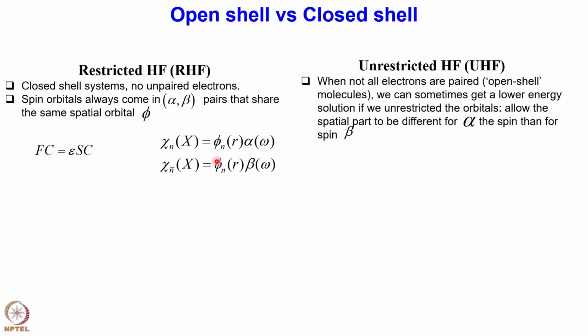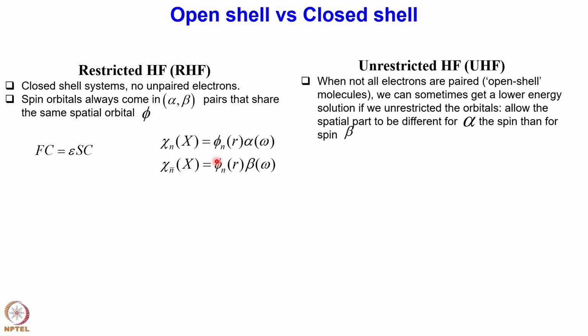Whereas, if I go to the unrestricted picture, all electrons are not paired; they are open shell molecules. Most of the cases, we can have cases also where the alpha and beta electrons are the same in number, but the spatial part can be different. We can sometimes get a lower energy solution if we have an unrestricted orbital, because now the spatial part of alpha and beta electrons are different, it leads to more variational flexibility.